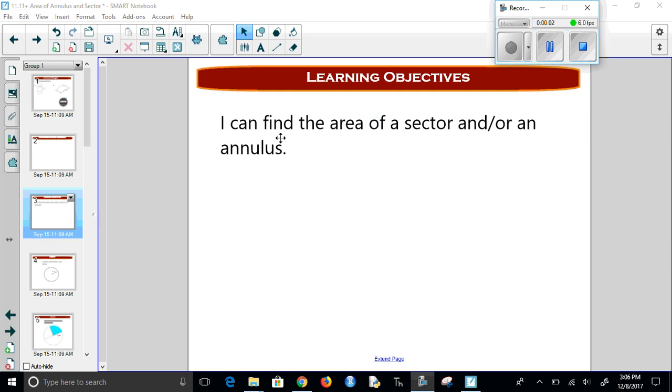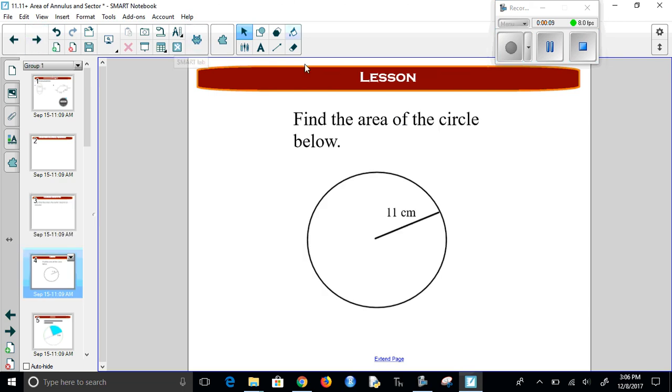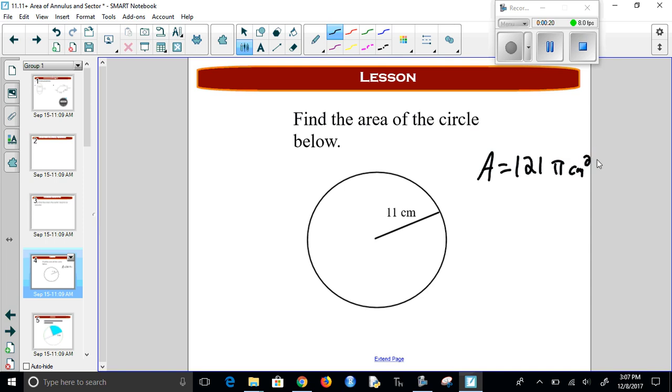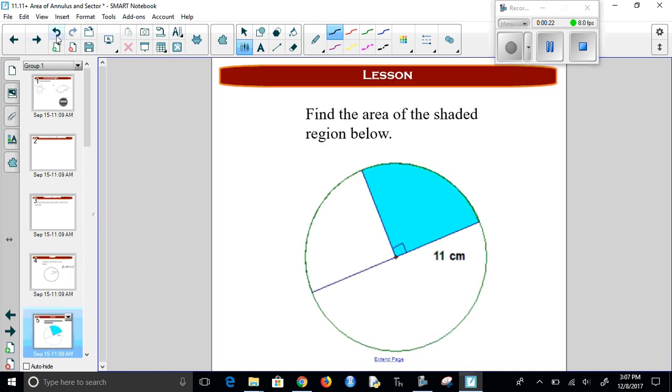Hello, here we're going to find the area of a sector or an annulus. First we've got to figure out what those things mean. They're all parts of circles. If I want to find the area of the circle, area equals pi r squared, so pi times 11 squared, that's 121 pi centimeters squared. Done and done.